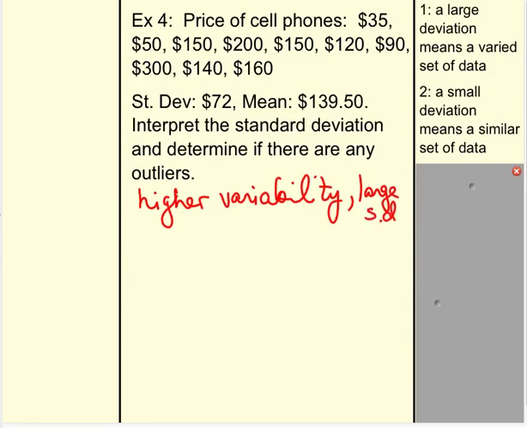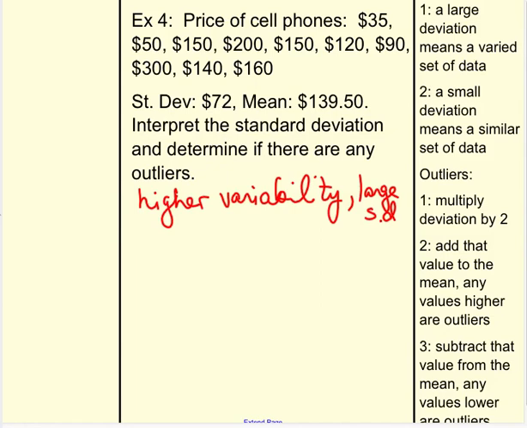Okay, so the process for finding the outlier, you take the standard deviation and multiply it by 2. If we took our mean and subtracted 144, we'd get a negative value. So we actually don't even have to look at that. There were no cell phones that they paid you to take. So now we'll take our mean and add that standard deviation times 2.